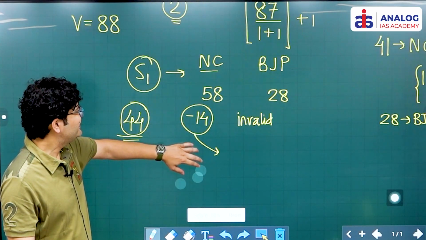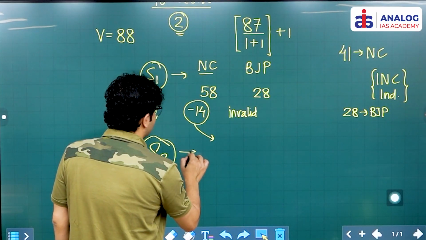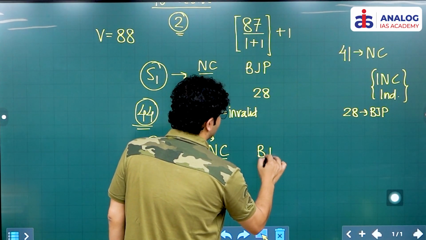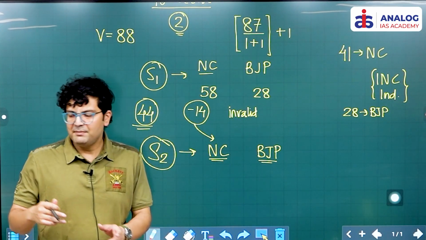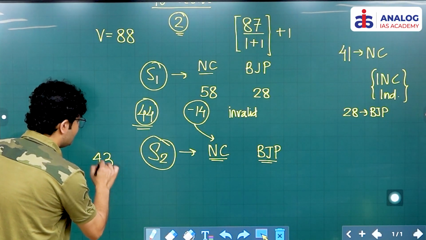Then comes seat number 2. In seat number 2 as well, we had the same competition. National Conference set up their candidate, BJP set up their candidate. Again the quota was calculated. This time, based on the internal calculations, the quota required was 43.